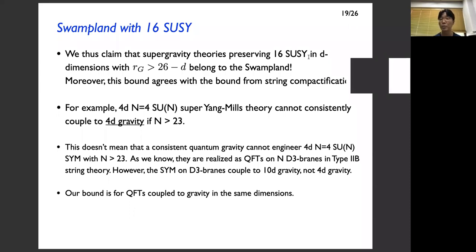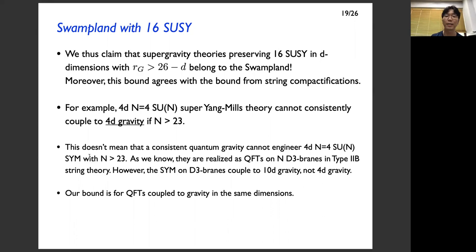So it seems that the string Lamppost principle is severely violated, but it's not. Actually, the charged strings for the two-form gauge field can provide a strong bound on the rank of the gauge group. So for example, N=4 4D super Yang-Mills with SU(N) gauge symmetry cannot consistently couple to 4D gravity if N is bigger than 23, okay? But we should be careful. This doesn't mean the consistent quantum gravity cannot engineer 4D N=4 SU(N) super Yang-Mills with N bigger than 23.